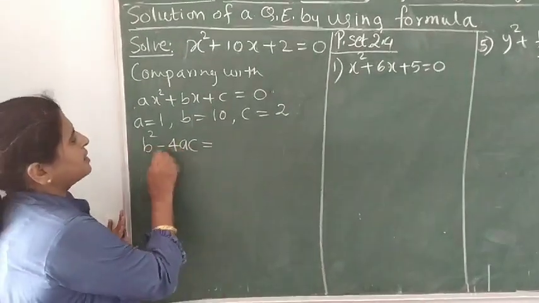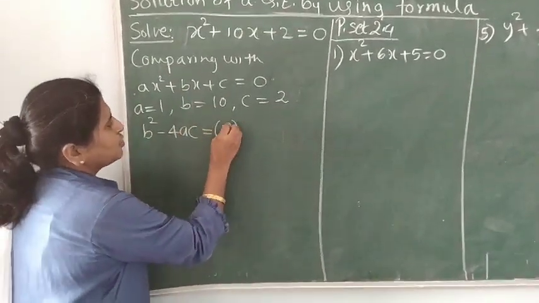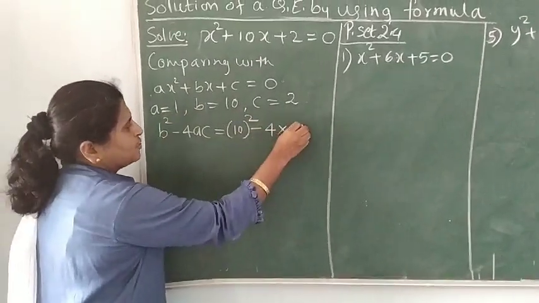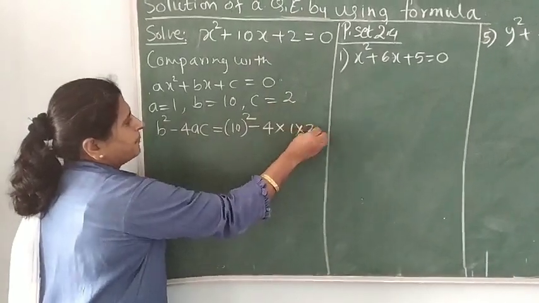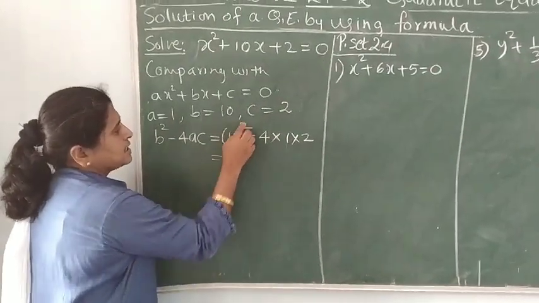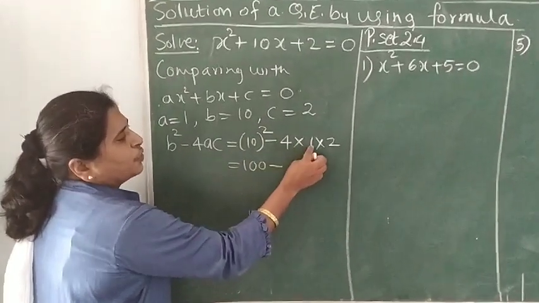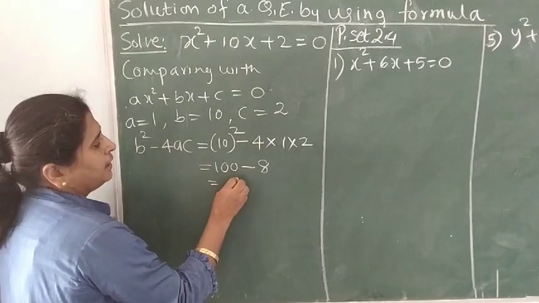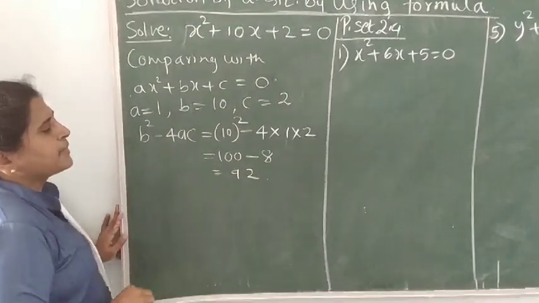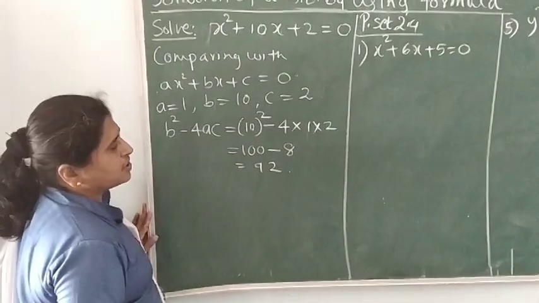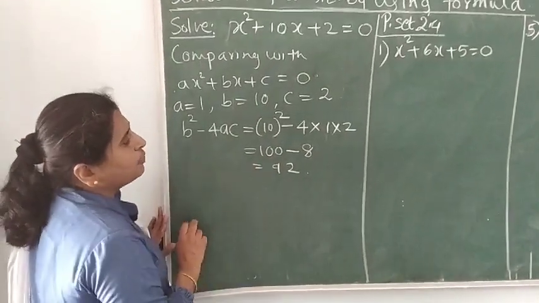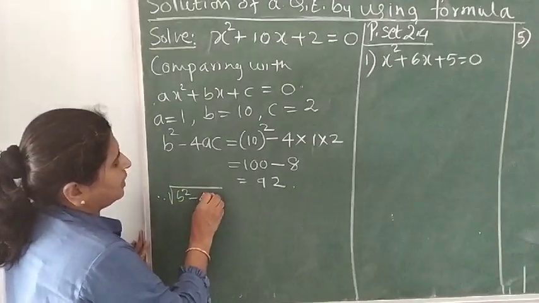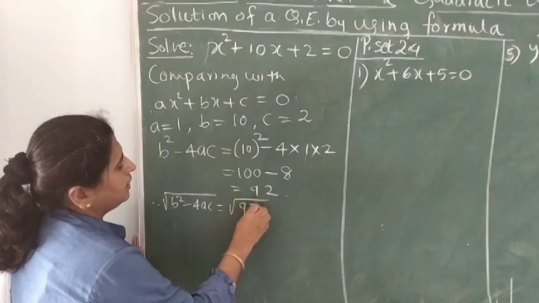So what is the b square minus 4ac value? B is 10. So what is the square of 10 minus 4 into the value of a, that is 1, and the value of c, it is 2. So simplify this: 10 square is 100 minus 4 ones are 4, 4 twos are 8, and that subtraction you will get as 92. Now we have to take the square root of this. Therefore square root of b square minus 4ac is equal to square root of 92.